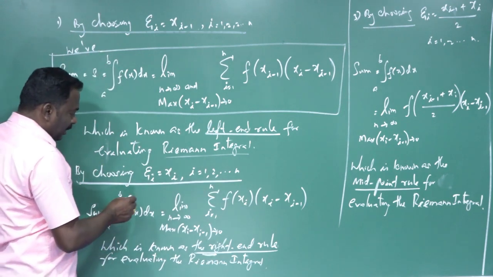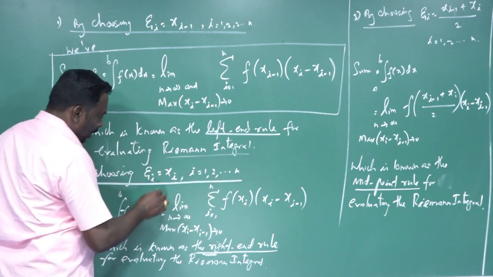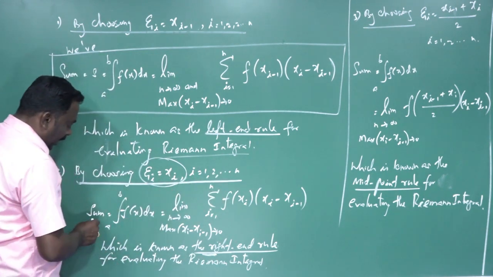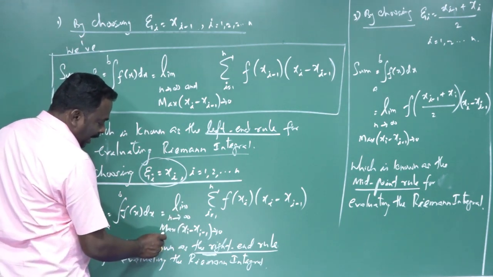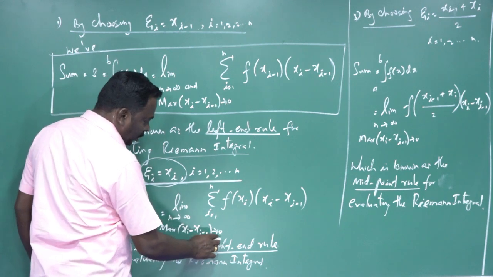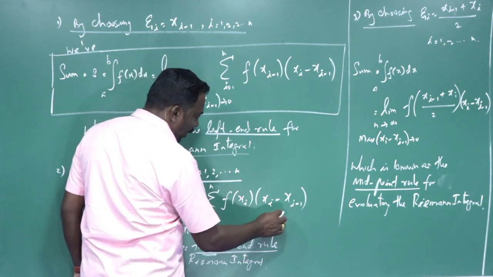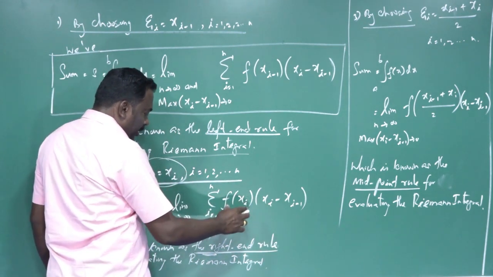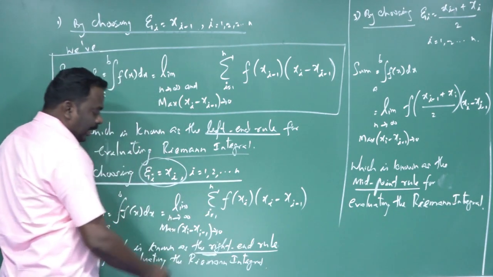Next, choosing epsilon i equal to xi, with i taking values 1 to n, the integral from a to b of f of x dx equals the limit as n tends to infinity, with the maximum difference xi minus xi-1 tending to 0, of the summation i takes values 1 to n of f of xi into xi minus xi-1. The function value is multiplied by the width of the interval, all are added, and the limit is applied. This is the right end rule for evaluating a Riemann integral.